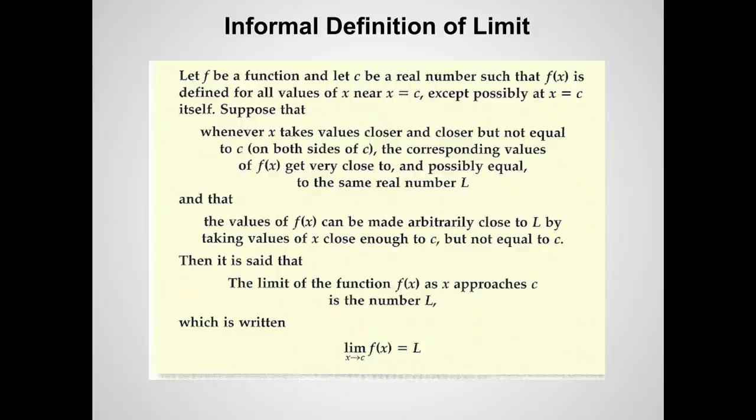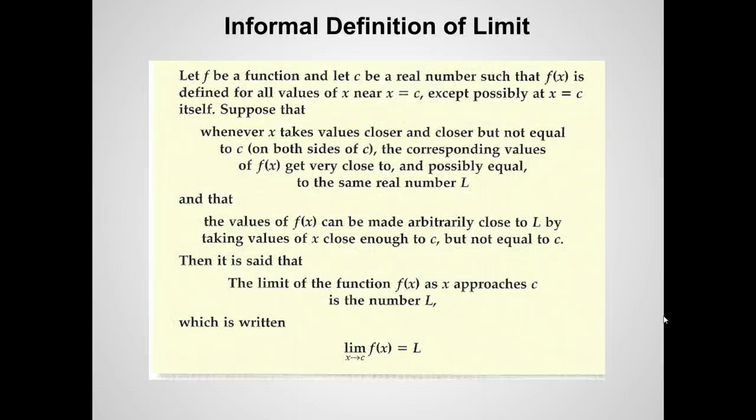So here is our informal definition, and there are really two parts to it. The first part basically says that if you can take x values closer and closer to, but not necessarily equal to, c, and the function gets closer and closer to a particular y value, then, and also, notice there's an "and" here, the values of the function can be made arbitrarily close to this L value, which is a y value, by taking x values close enough to c but not equal to c.